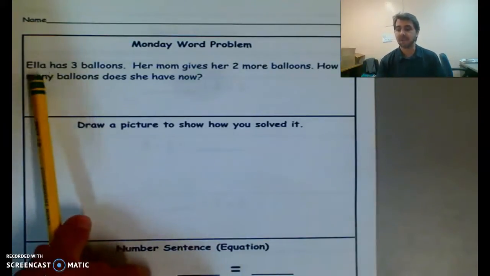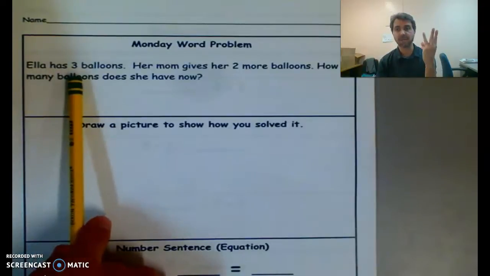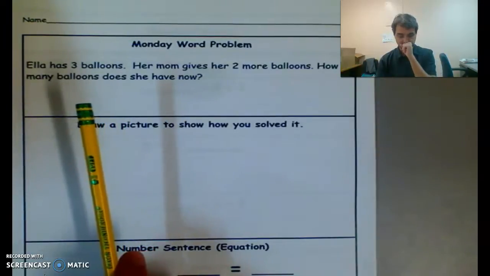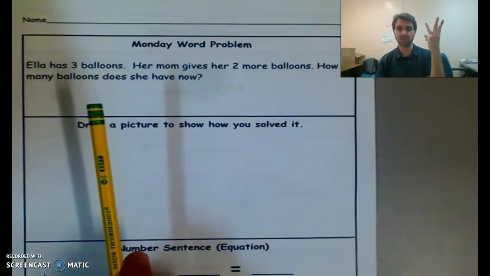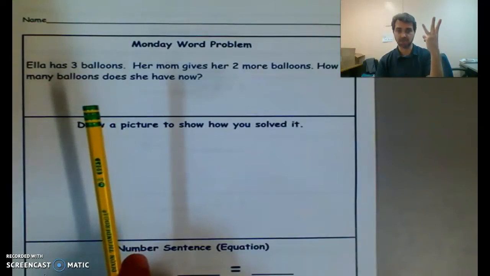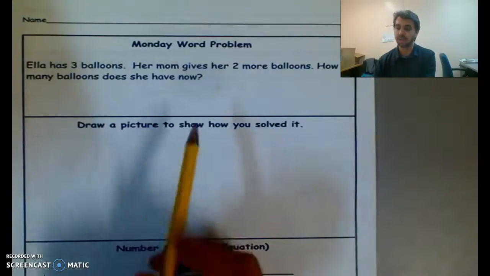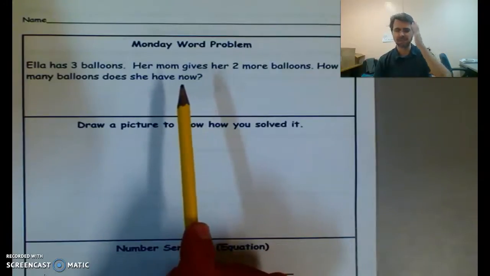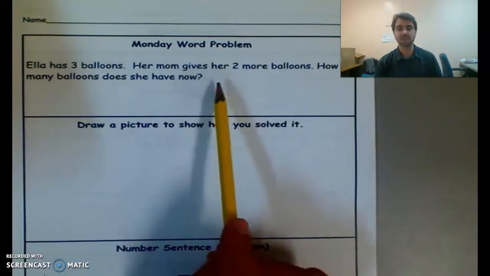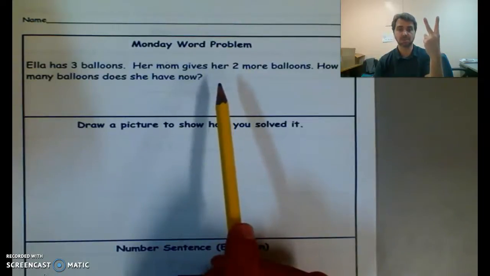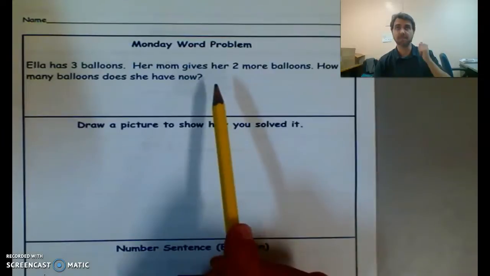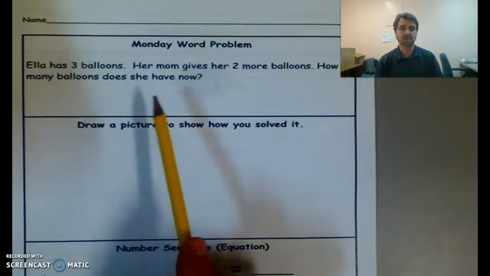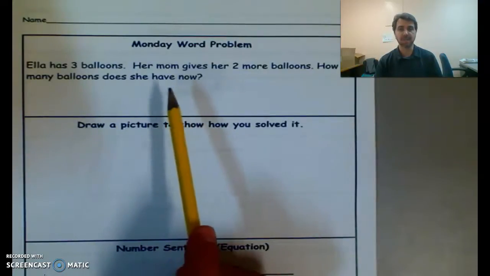So it says, Ella has 3 balloons. Okay, so imagine a girl, her name is Ella, and she has 3 balloons. Right, you know what balloons are. Okay, her mom, now it says her mom, so you can visualize, what does her mom look like? Does she look like your mom or a different mom? Gives her 2 more balloons. Okay, so now you want to visualize, oh, her mom gave her 2 more balloons. How many balloons does Ella have now?